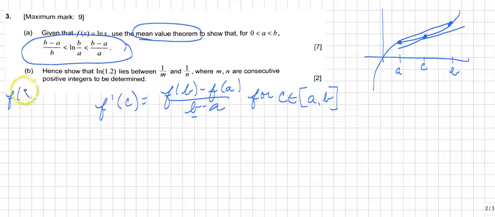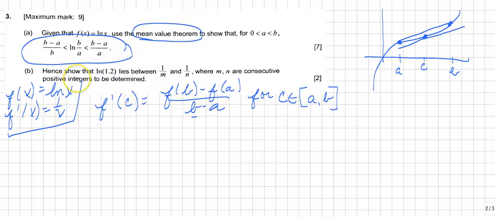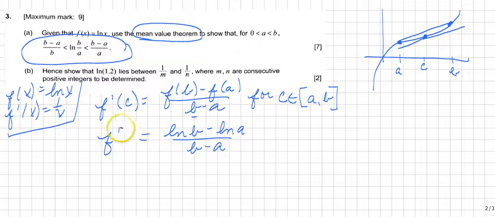So f of x equals ln of x. And I'm going to use that derivative in a minute, so let me go over here. This is my reference page. So f prime of x equals 1 over x. So I'm going to use those two things in just a second. So f prime of c is ln of b minus ln of a over b minus a. So all I did was sub in a and b into the function. Now that's equal to f prime of c by the theorem for some c in between a and b.